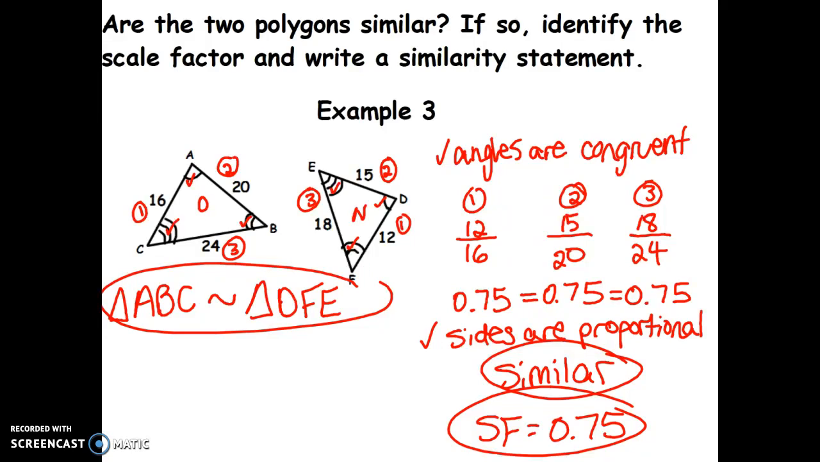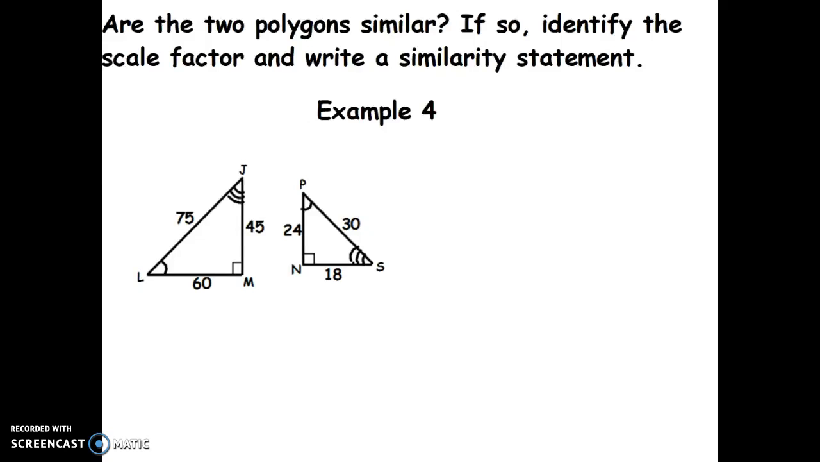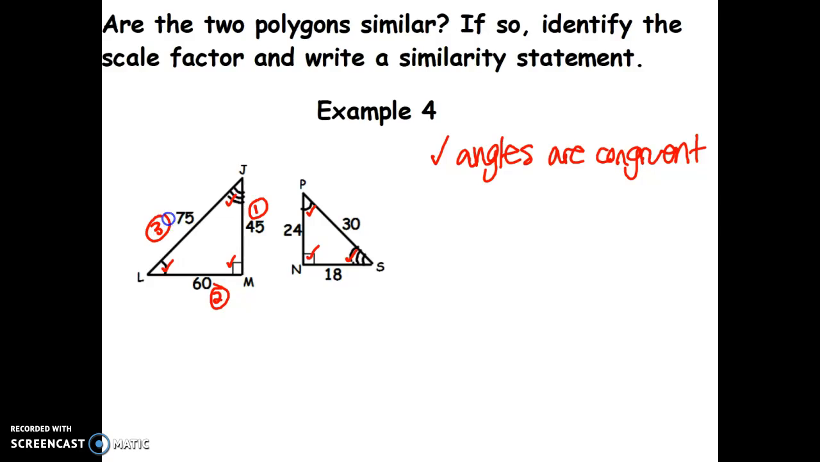All right, and finally, our last example, example 4. So the first thing that we check is our angles. We want to make sure that everyone has a partner. So here we have 1 arc, 3 arcs, 3 arcs. And then we have a right angle and a right angle, meaning both of those are 90 degrees. So yes, they are congruent. So we can check that off. The angles are congruent. All right, go ahead and number your sides from least to greatest. 1, 2, 3. And 1, 2, 3. Original, new.